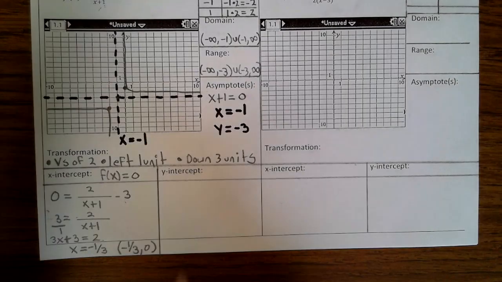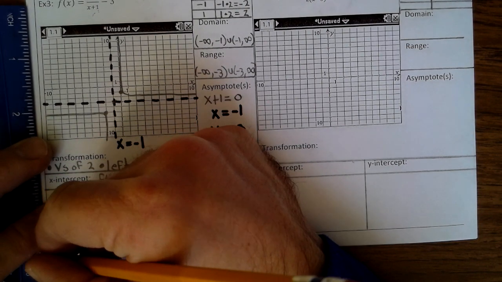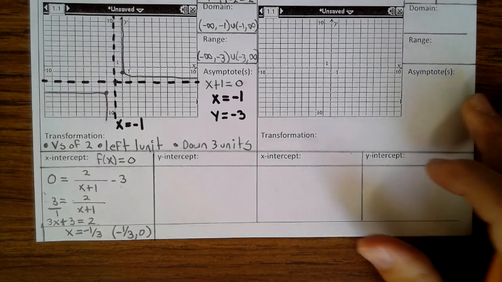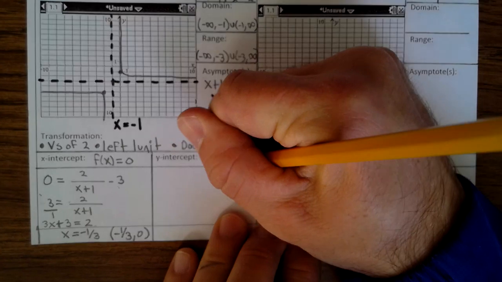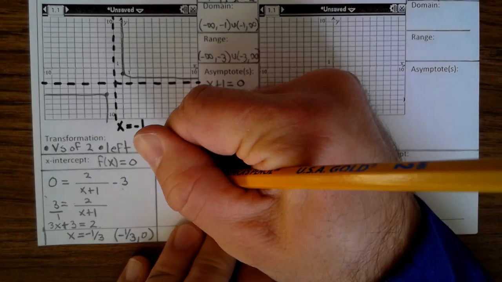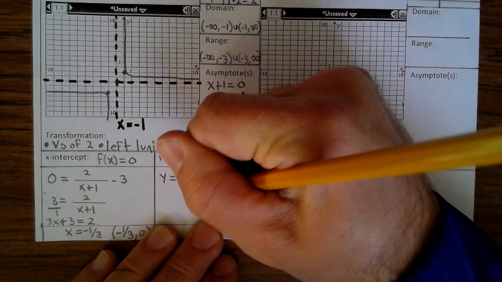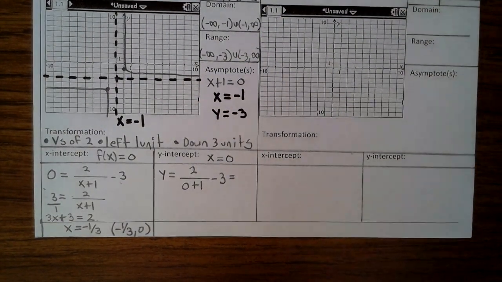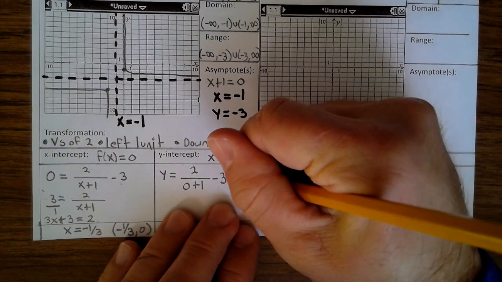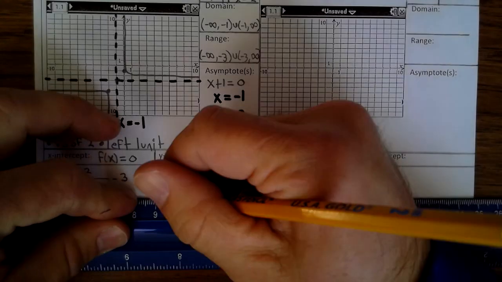Okay. Now for the y-intercept, that's when x equals 0. So you have y equals 2 divided by 0 plus 1 minus 3, which is 2 minus 3, which equals negative 1. So your y-intercept would be 0, comma, negative 1. Okay, go ahead and finish up example 3.